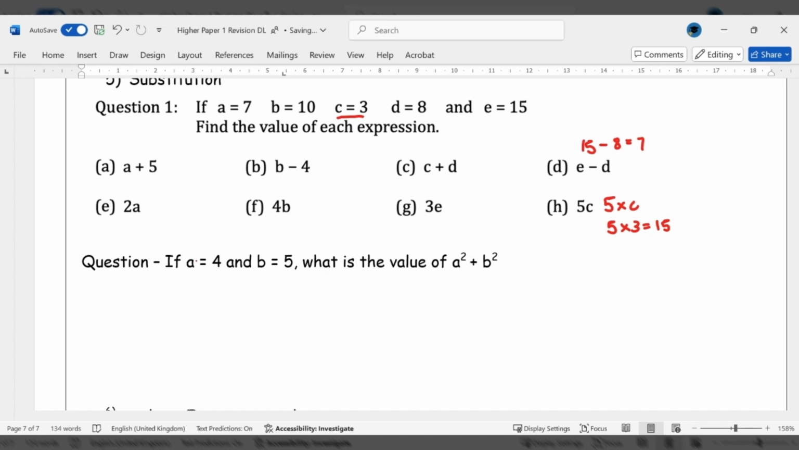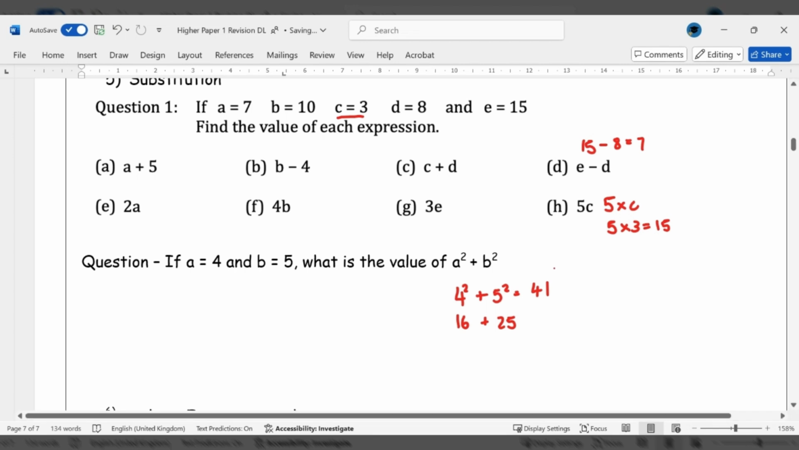I've written my own one here. If a equals 4 and b equals 5, what is a squared plus b squared? Easy enough. 16 plus 25, so that's 41. Remember, squaring means times in by itself. I know you're set at 1, so the chances are you will know that. Yeah, that's all I want to say.